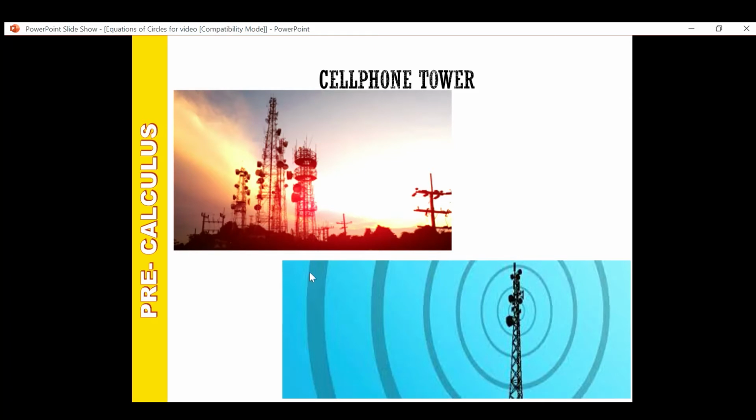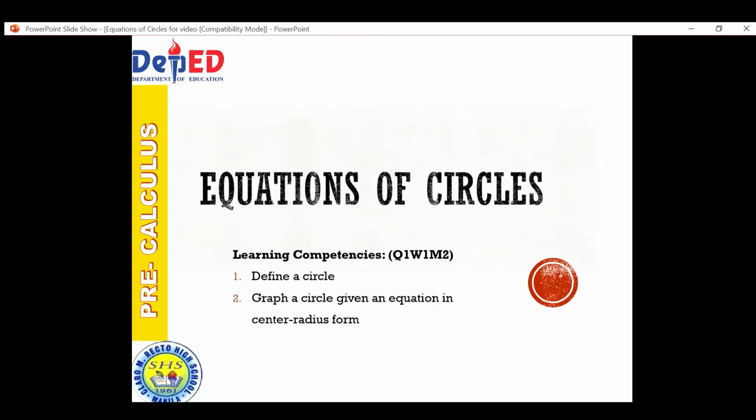So, class, isa sa mga napakaraming application ng topic na i-discuss natin is yung cellphone tower. So, yung cellphone tower, class, is meron siyang specified range na kaya niyang i-cover. So, depende sa radius ng cellphone tower, yung kayang i-cover ng signal niya. Okay? So, later on, we will solve a problem involving this.